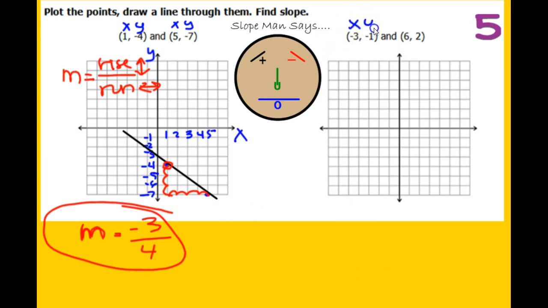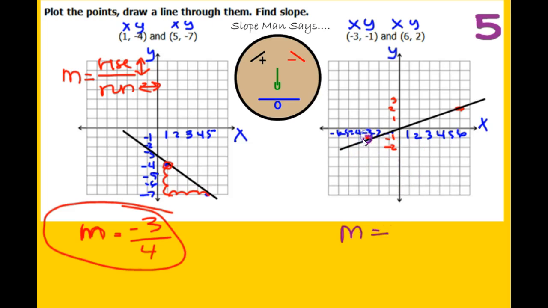And our last one like this. Here's x, here's y. If you want to plot your points or number the lines, you can. X is first, a negative 3 to the left, and then negative 1 is down 1. And then our second point, x is 6, 6 to the right, and up 2, positive 2. I'm going to connect those 2 points. And then find my slope, rise over run, how I'm moving.